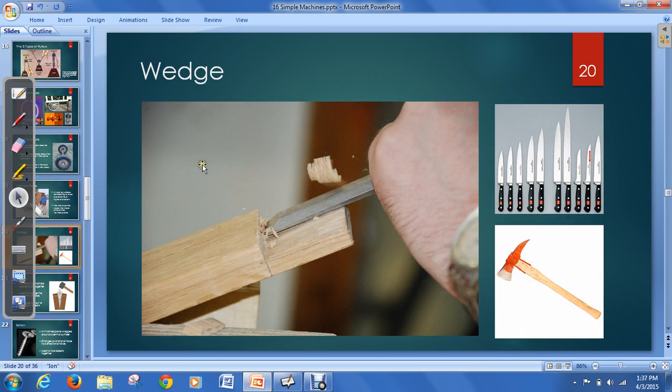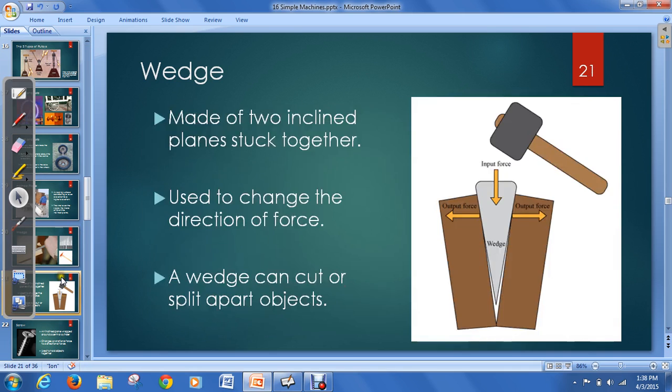Okay, and their efficiency comes from helping you again change the direction of the force. They're usually made for separating things like knives or hatchets. A chisel, for example. And if you think about a wedge, it's really just two inclined planes that are stuck together side by side. And again, its main purpose is just to change the direction of the force. You put the force downward with the hammer or the mallet, whatever it is, and then that force is put outwards from the wedge. So it changes the direction of the force that you were putting in. So it's very useful for splitting things apart. You put force in one direction, it outputs in another.